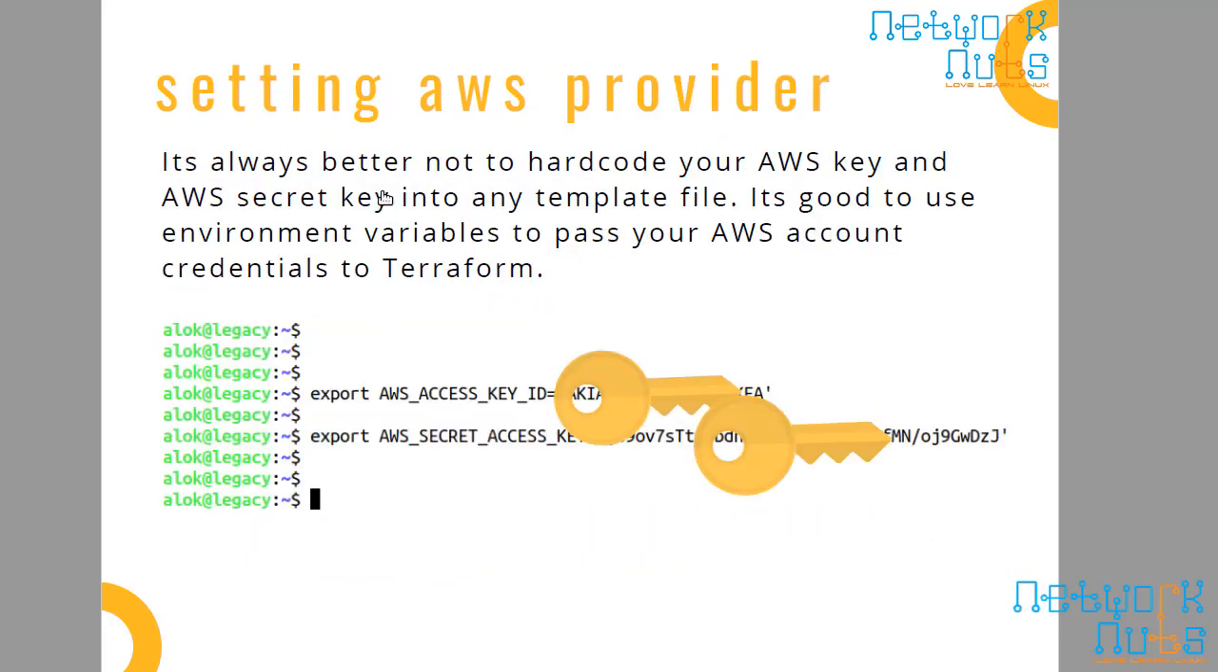So I need to set this: export AWS access key ID and my key ID, and export AWS secret access key and my key. I need to create it in my variables so that my Terraform can use it. So you need to use the same variable names, you cannot change them. So let me do this.